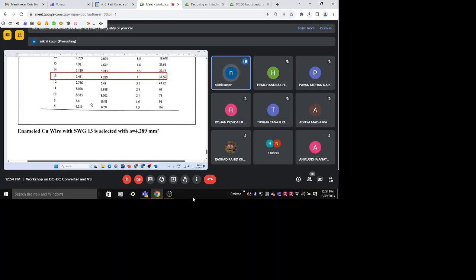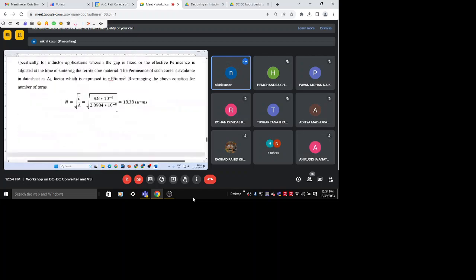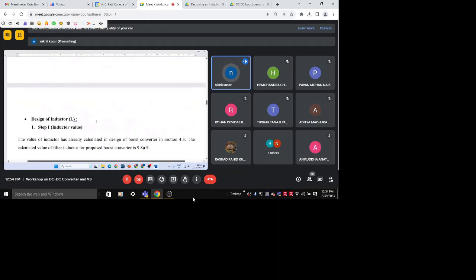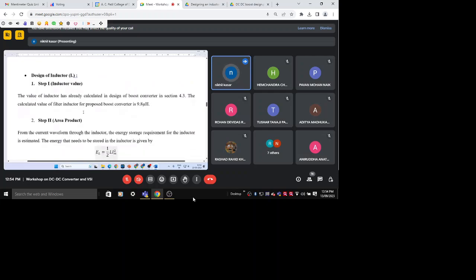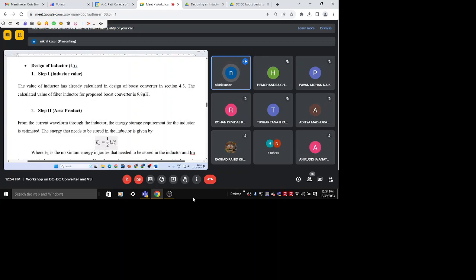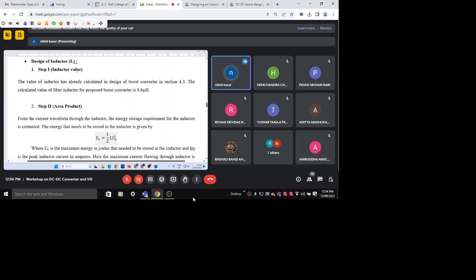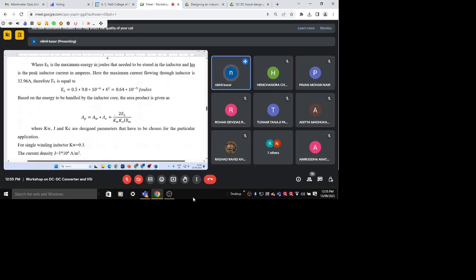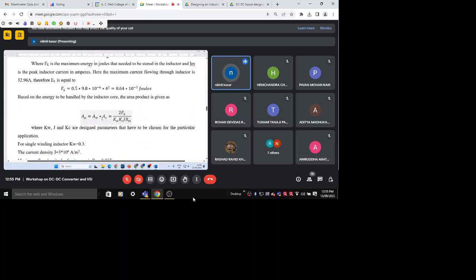So this is the last step in the design of the inductor. I will quickly summarize how we have started and how we have reached the number of turns and the standard wire gauge. We have started with the calculation of inductor value. In the calculation of the DC-DC boost converter, we have calculated this 9.8 microhenry. I'm using this value for calculation of energy stored. Once I get EL, I will use that value for calculation of area product, that is AP.